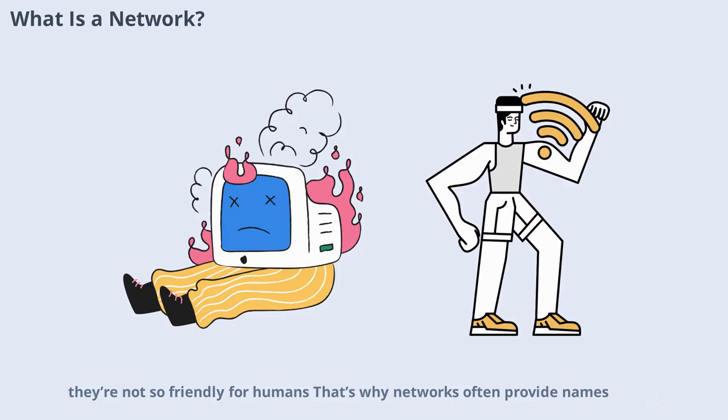That's why networks often provide names like www.javasoft.com, which are much easier for us to remember. These names are mapped to numeric addresses behind the scenes, making communication seamless for both people and machines. As we move forward, you'll see how these foundational ideas set the stage for everything in networking.